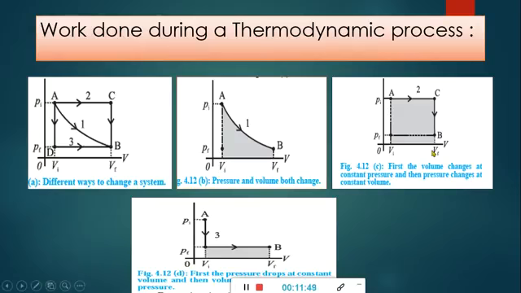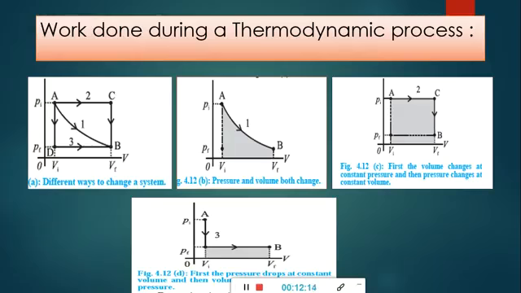Here in this case, volume is constant and pressure decreases from Pi to Pf. Now work done in this process is represented by this shaded area. Now the third way to change the state from state A to state B is path 3.